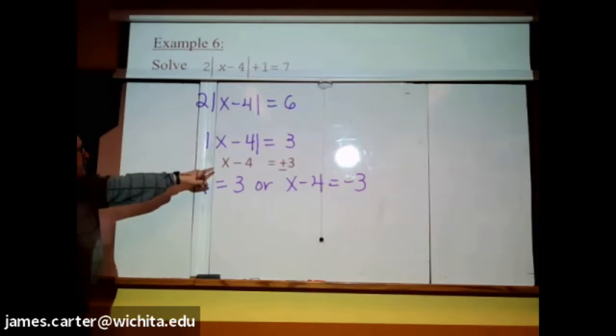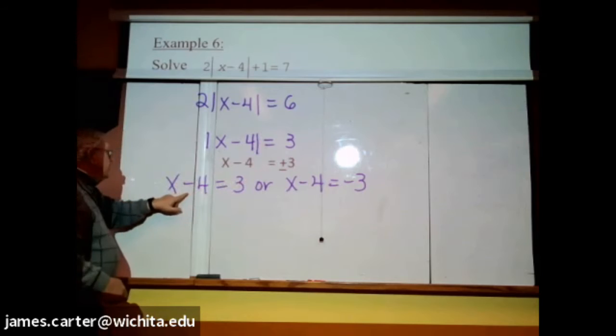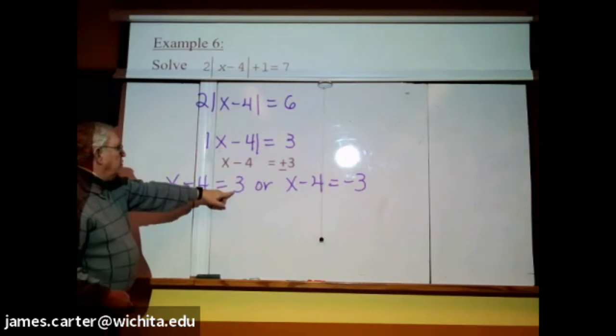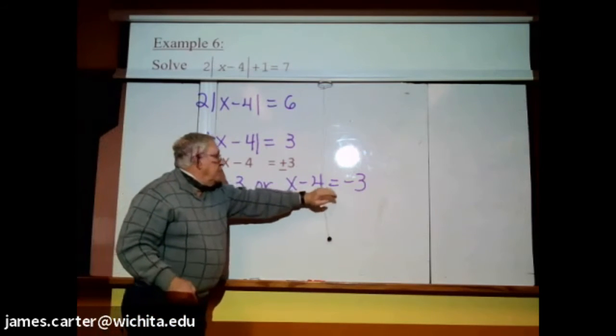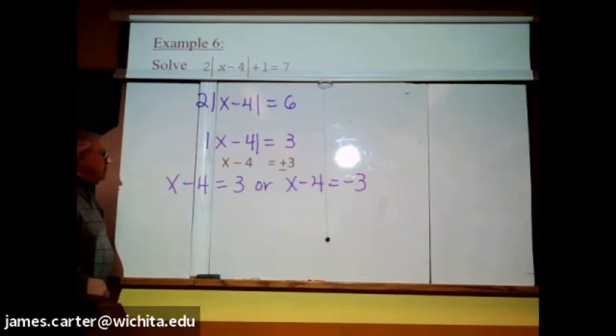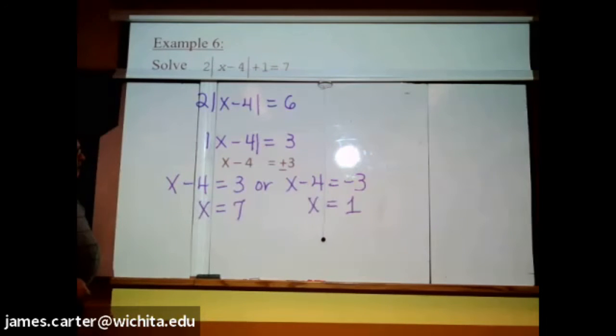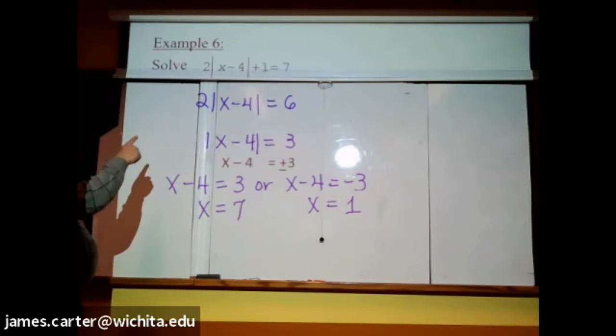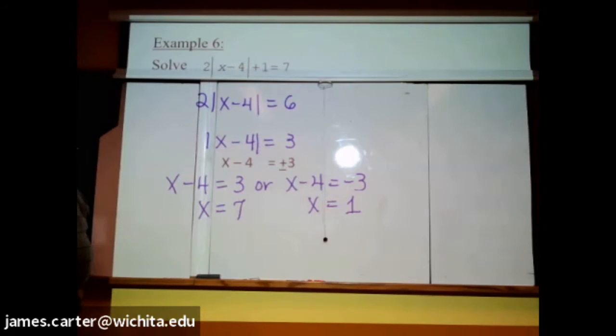Now, here's my two equations that generates. X minus 4 equals +3. X minus 4 equals -3. With the two respective solutions. If you put 7 into this problem, or if you put 1 into this problem, you will get a correct true answer. And there's your solution set.